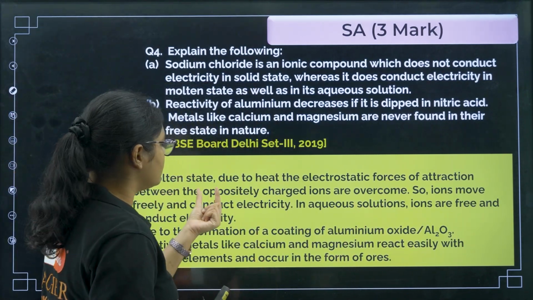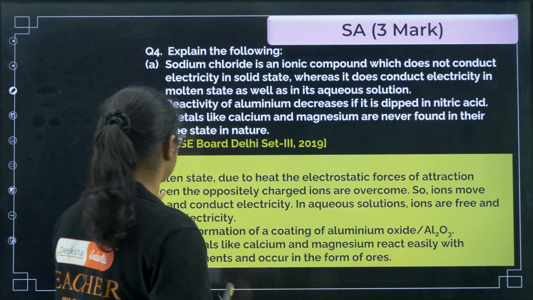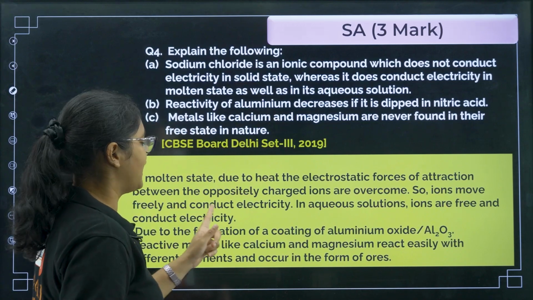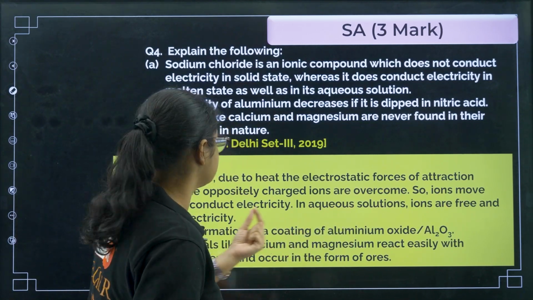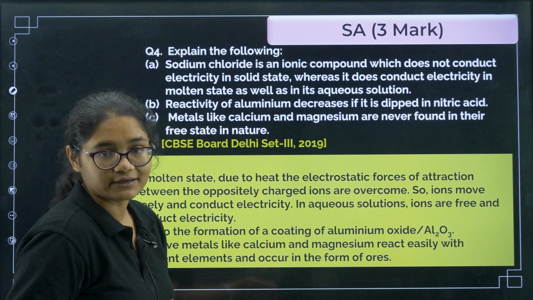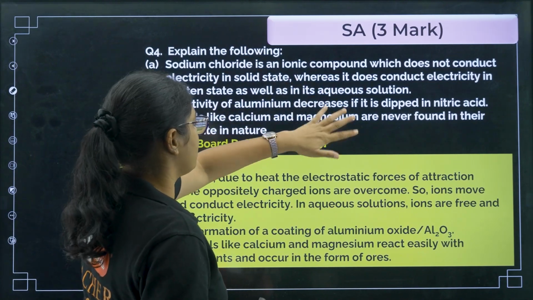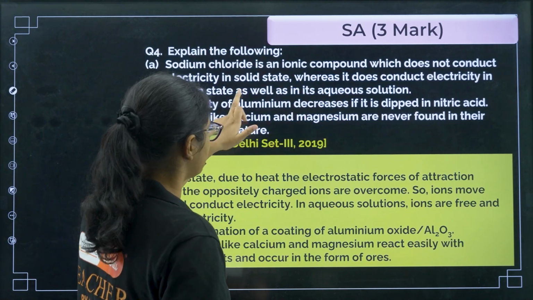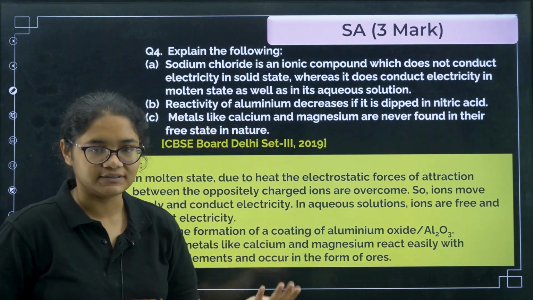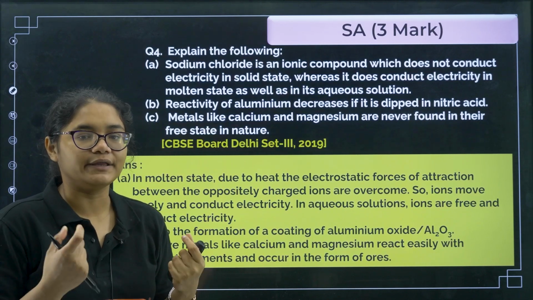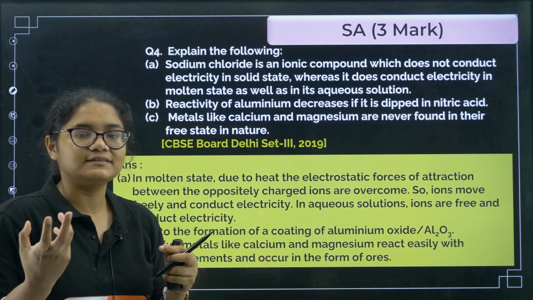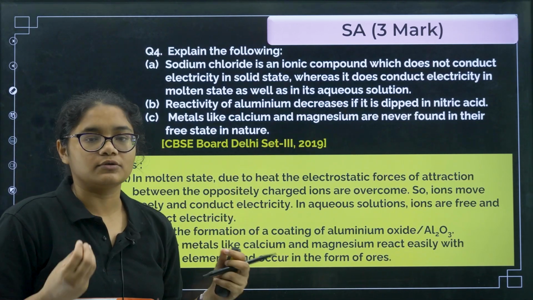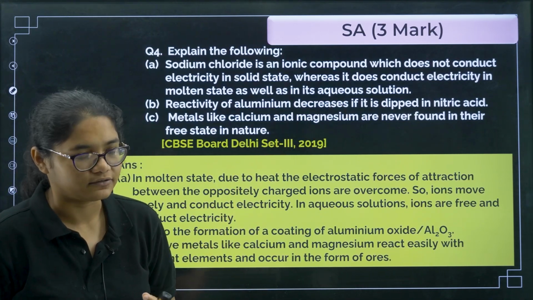So in the molten state, due to the heat, the electrostatic forces of attraction between the oppositely charged ions are overcome. So the ions move freely and conduct electricity. In aqueous solutions, the ions are free, and that is why they can conduct electricity. So sodium chloride is an ionic compound which does not conduct electricity in the solid state, whereas it conducts electricity in the molten state as well as in its aqueous solution. How will the molten state come? When you heat it, right? So when you heat the NaCl, the ions separate, the free ions are produced, and they can conduct electricity. And in the aqueous solution also we get ions, so that is why they can conduct electricity.